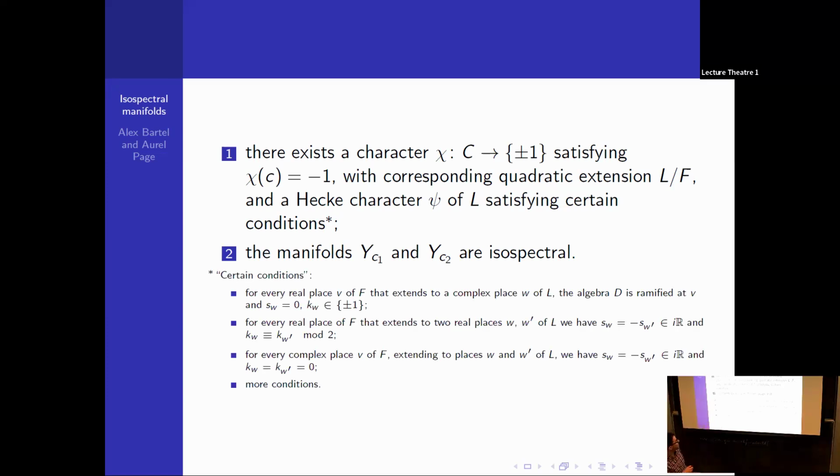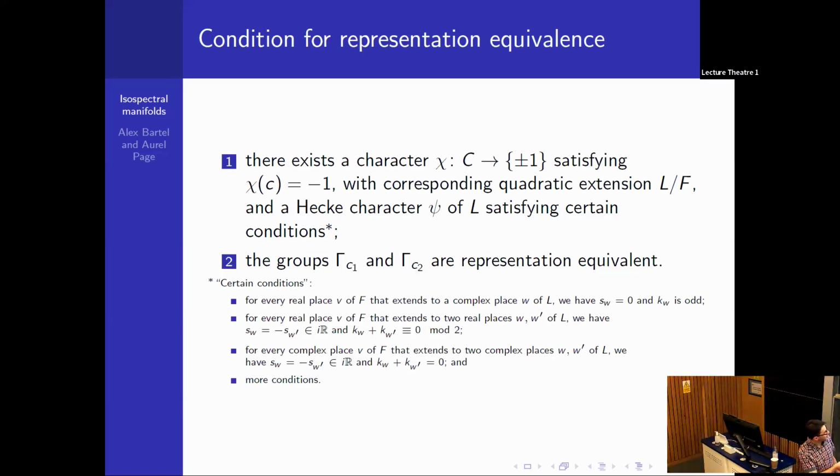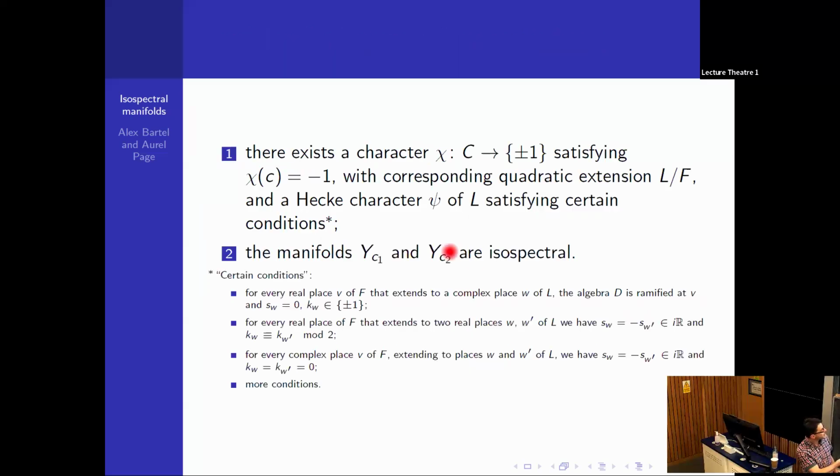And the conditions look a little bit different. The only reason they are on the board even to begin with is because I want to briefly look at them with you. So for example, let's go back. Here it says for every real place that extends to a complex place of the quadratic field, S is 0 and K is odd. And these are the parameters of the Hecke character. Here it says for every real place that extends to a complex place, plus some extra conditions, S is 0 and K is plus or minus 1. So you see that this is a more stringent condition. There are a few negations going on here.